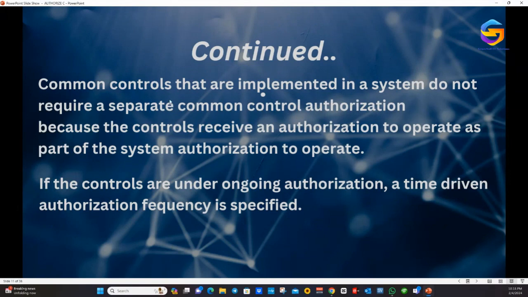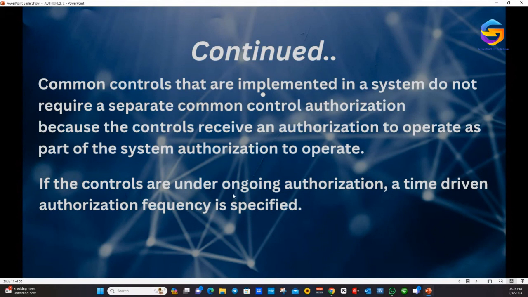Now, it says that common controls that are implemented in a system do not require a separate common control authorization because the controls receive an authorization to operate as part of the system authorization to operate. Okay, if the controls are under ongoing authorization, a time-driven authorization frequency is specified.